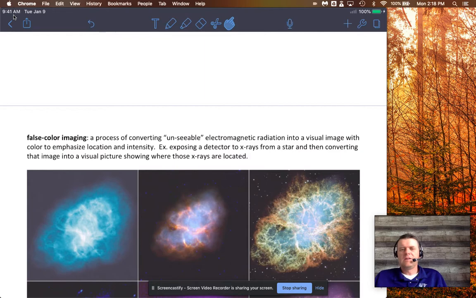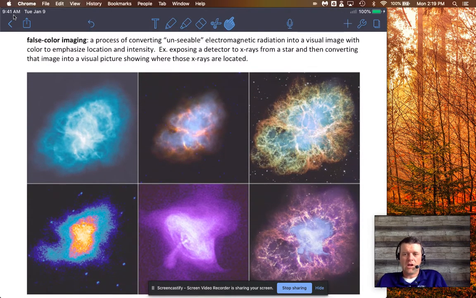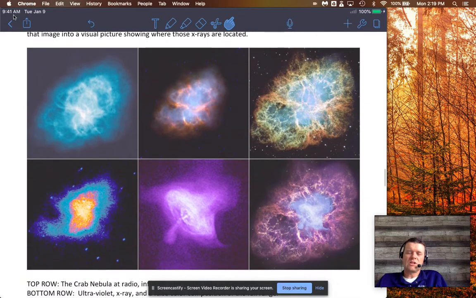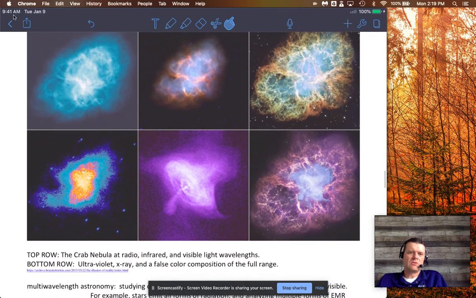Now, something else that's really neat about studying space is that because we can study every aspect of the electromagnetic spectrum, there's a trick that we use to visualize it, and that's called false color imaging. You may have heard of it. It's where we take unseeable electromagnetic radiation and convert it into a visual image so that we can emphasize the location of this kind of electromagnetic radiation and even the intensity, how strong it is in different parts. So these are six pictures of the exact same part of space. I'll maybe scroll up so you can see these.